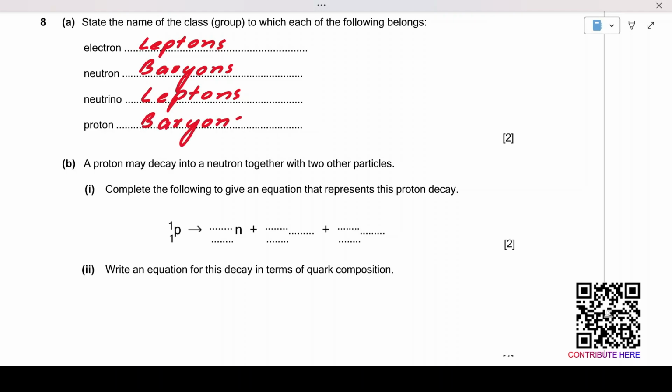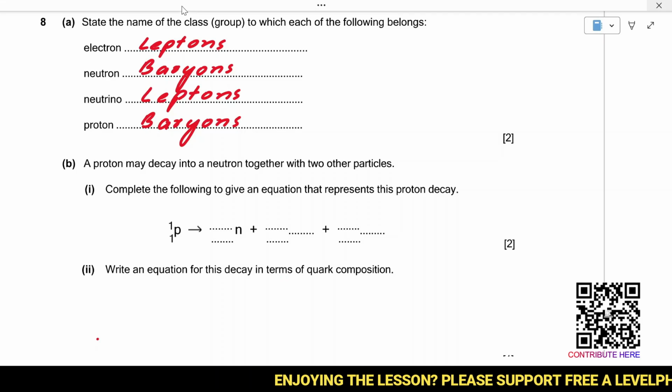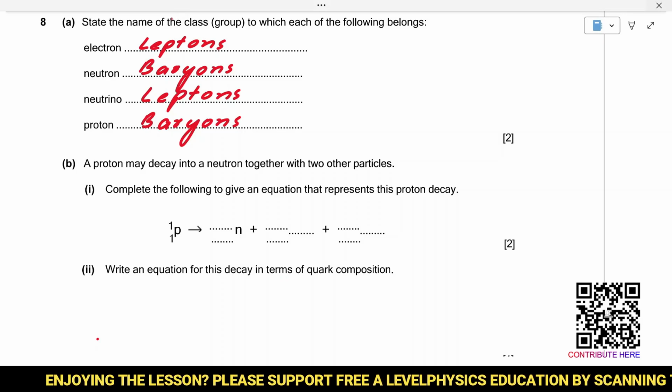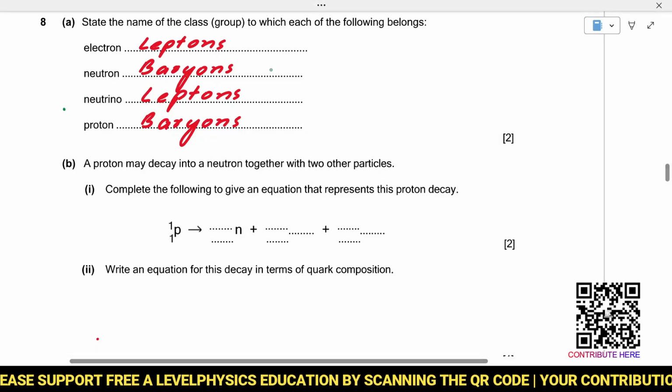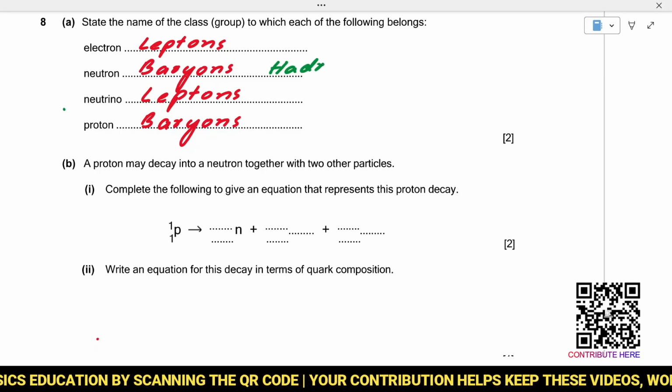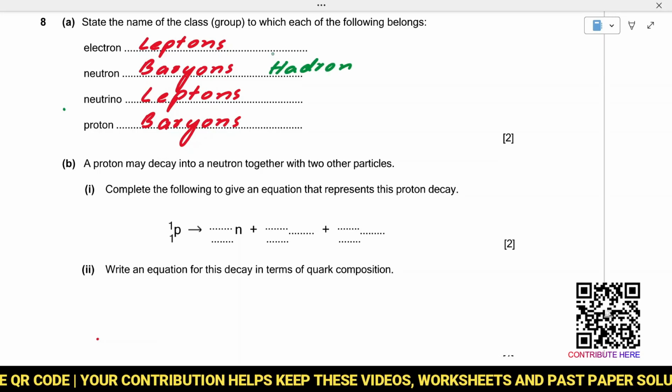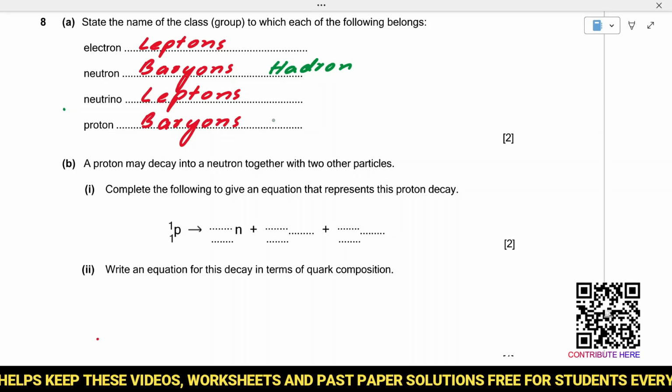So baryons. Or you can also say hadrons, because they consist of quarks. Anything which consists of quarks is hadron. But if that thing consists of 3 quarks, it is baryon. So baryons are basically a subtype or a subset of hadrons. So either of these two could have been written. You could also say hadrons, because anything that contains quarks, irrespective of the number of quarks, is hadron.